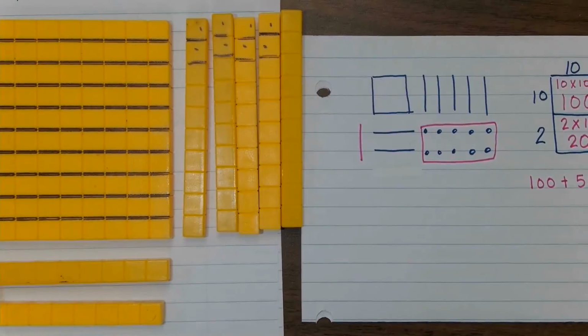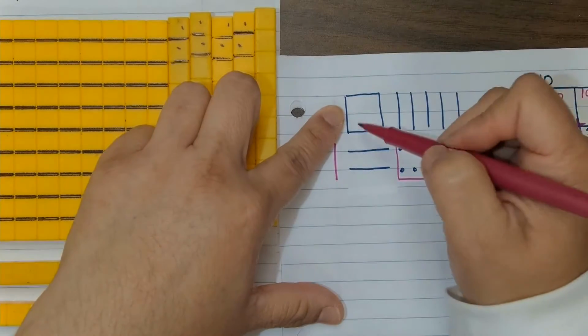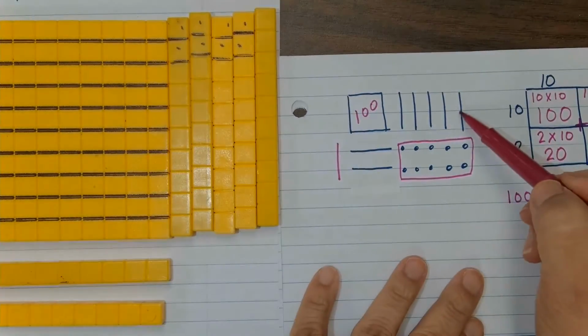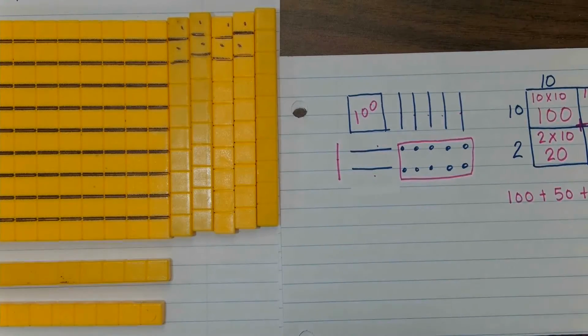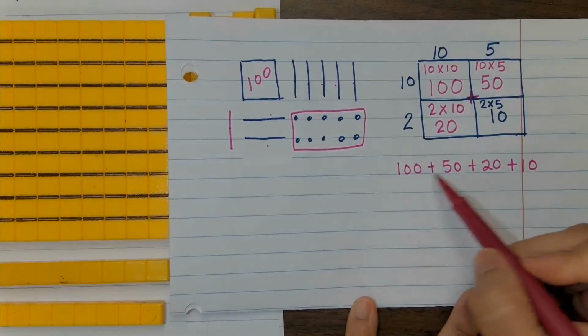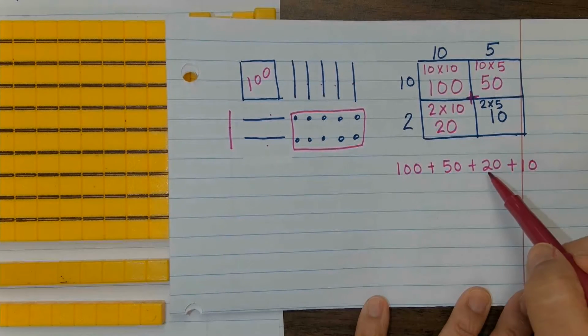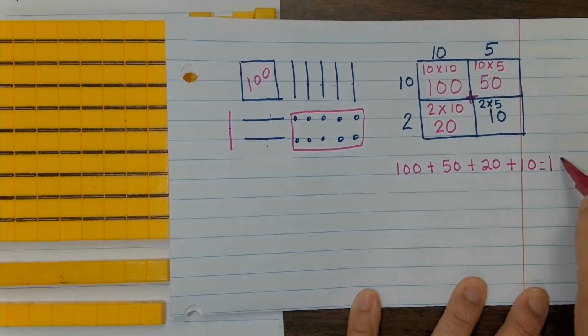And since we have our models, we already know that our answer is going to be 100, 10, 20, 30, 40, 50, 60, 70, 80, 180. So let's see if that matches this. So we have 100 plus 50 is 150, 160, 70, 180. So our answer is 180.